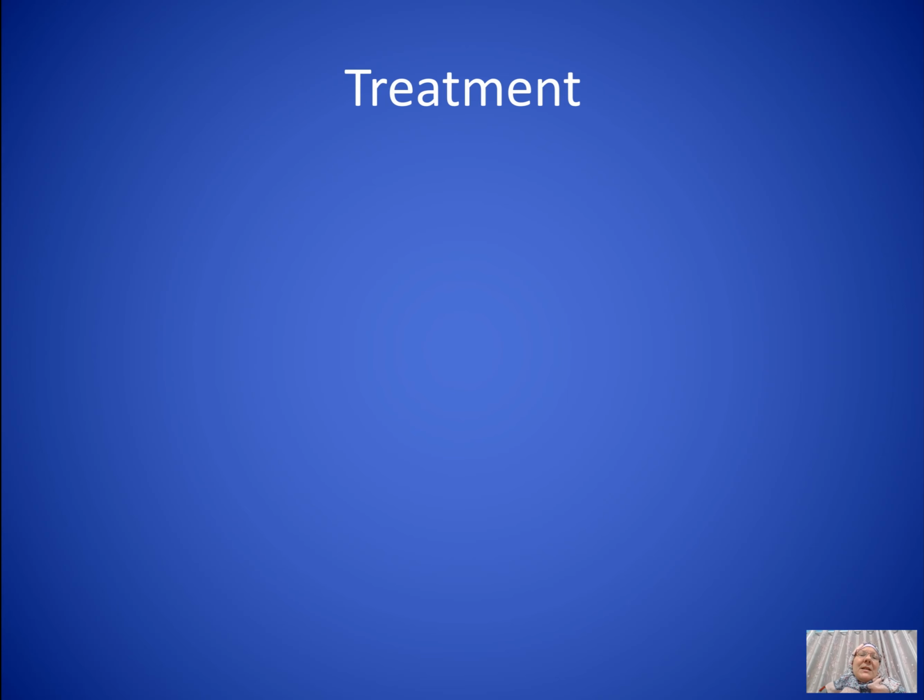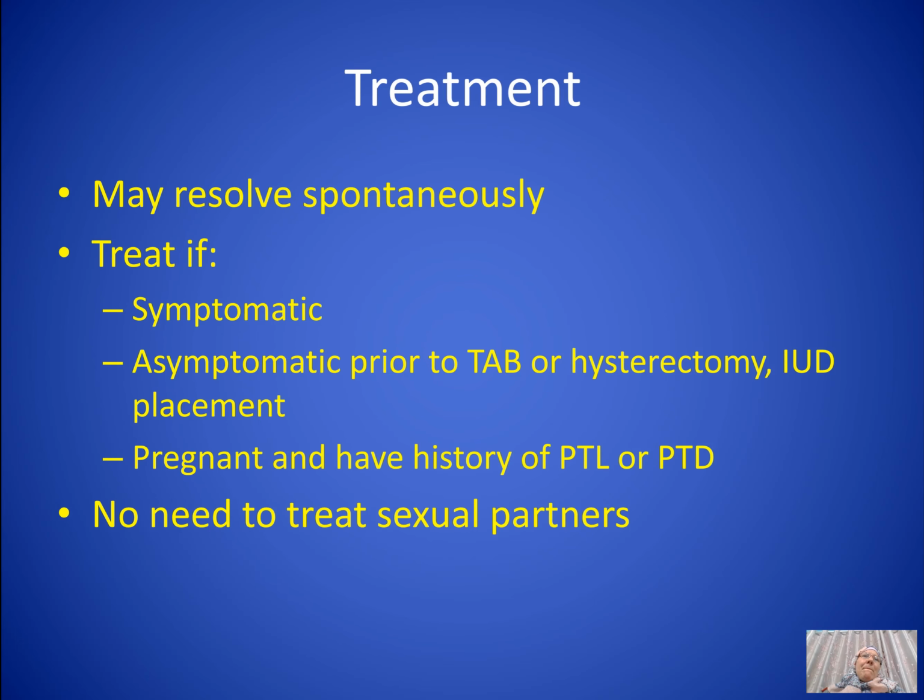What is the treatment for bacterial vaginosis? Bacterial vaginosis only needs to be treated if it causes a problem to the woman, so if it causes symptoms, or if the patient undergoes an intervention, is post-delivery, or pregnant, especially in the first or second trimester. As I said, it may resolve spontaneously, otherwise just treat if it's symptomatic or prior to total abdominal hysterectomy or IUD placement, or in pregnant women who have a history of preterm labor or preterm delivery.